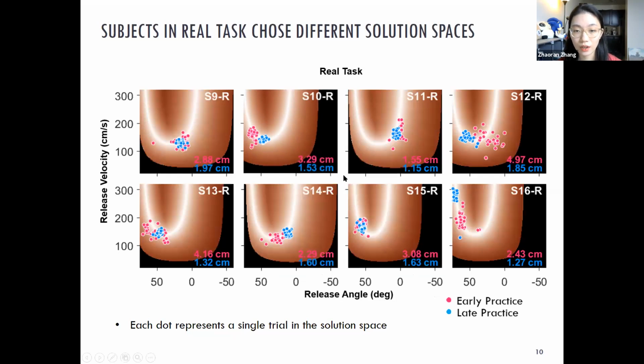And you may notice that although we constrained the release positions for the real task, subjects can choose slightly different places to release their bar, so they have slightly different solution spaces, but the solution spaces are quite consistent within one subject across practice.